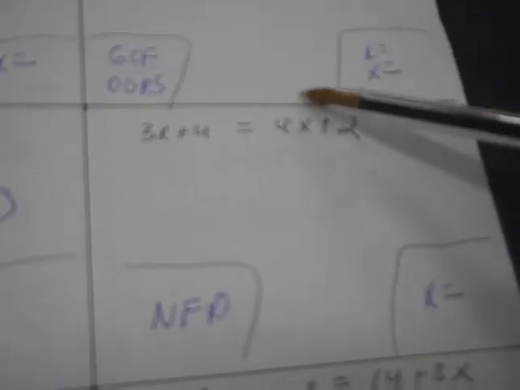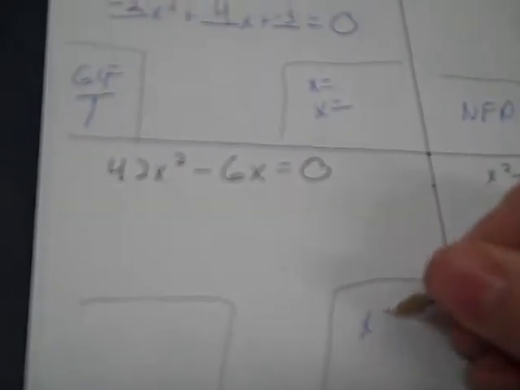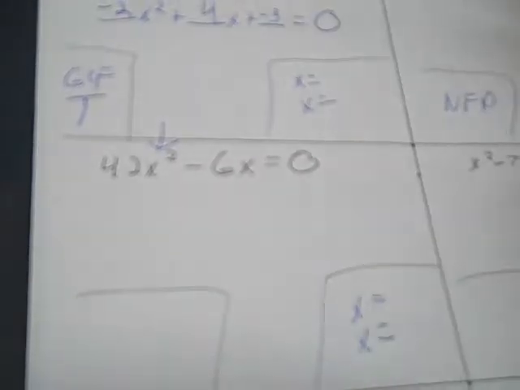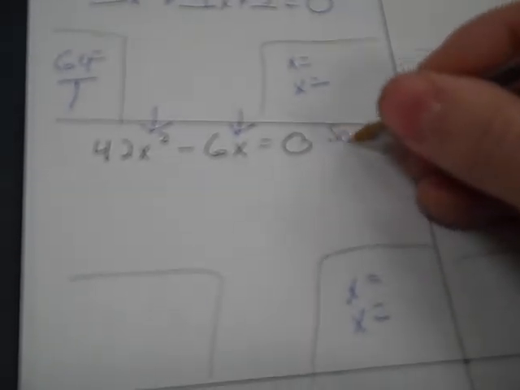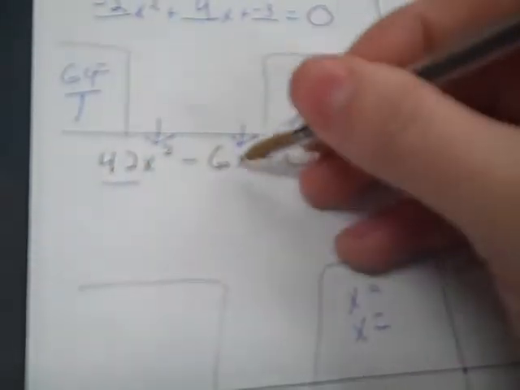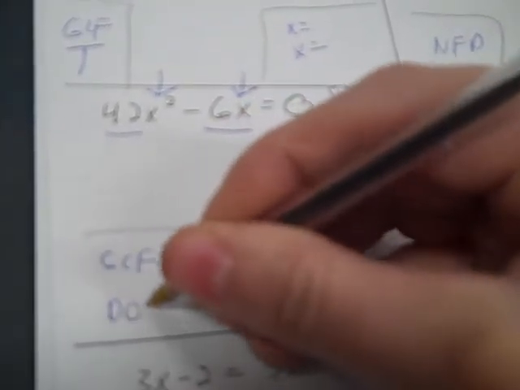Okay, I got x to the first here and here, so those are like terms. We can combine those. Okay, x to the second here. Do I have any x's not to the second? Because I know I got x to the second. Yeah, right here. So those are not like terms. Okay, we're set. So that's 2 terms. So that would be GCF and dots.